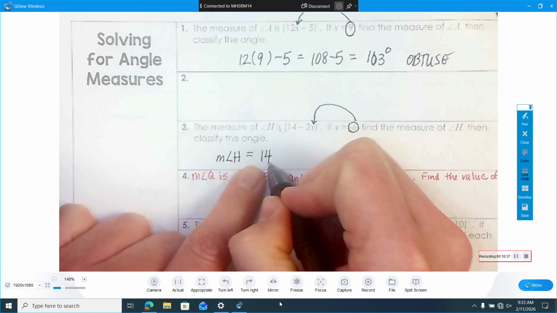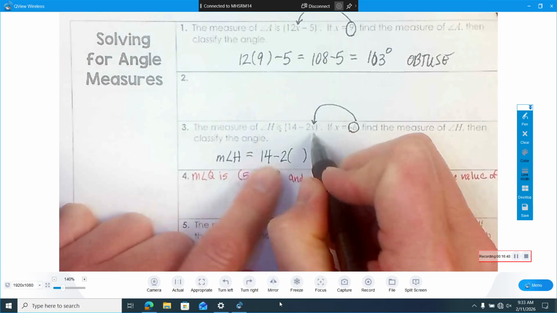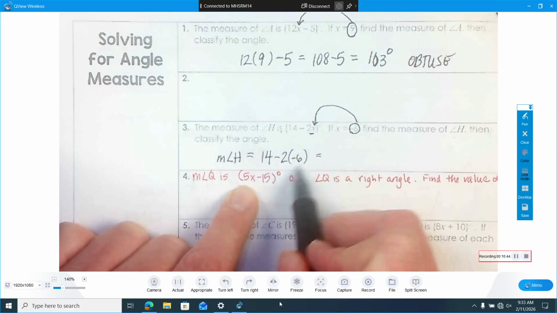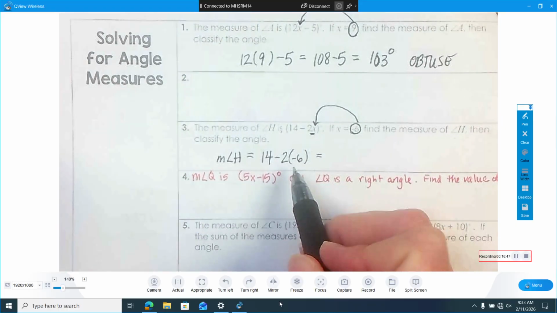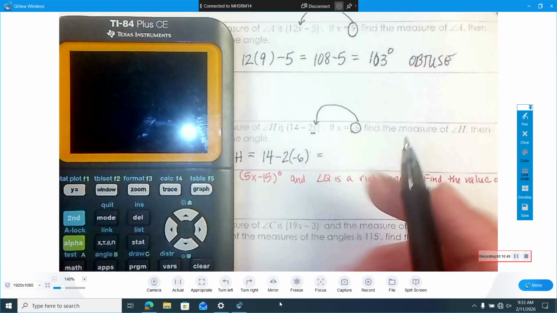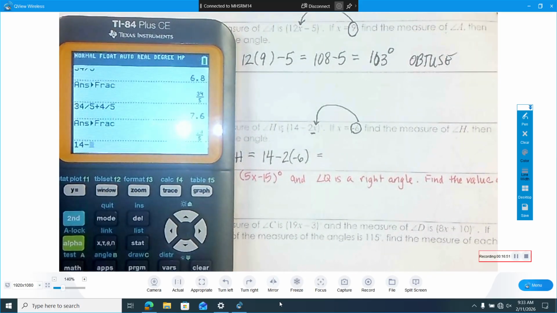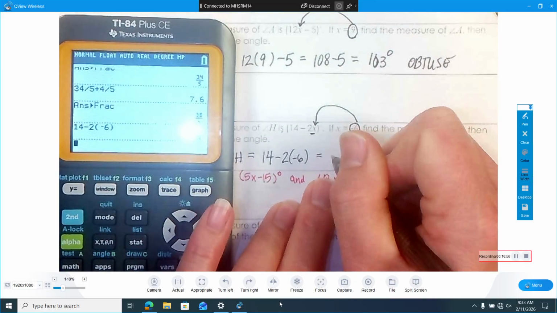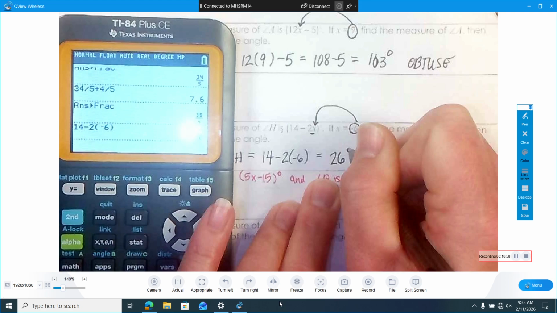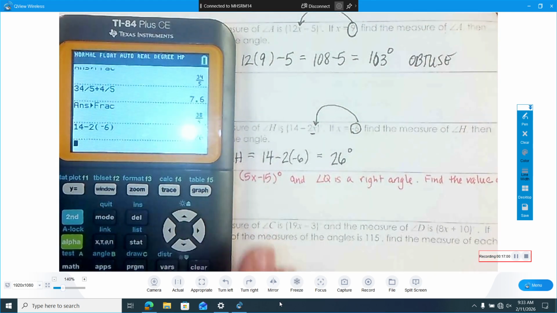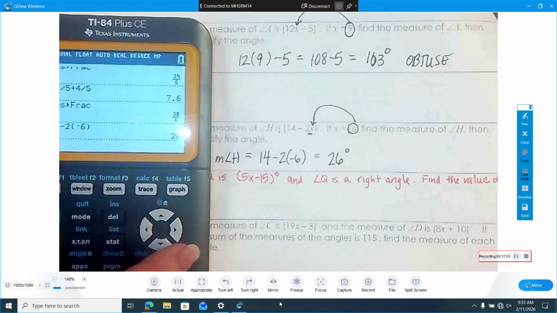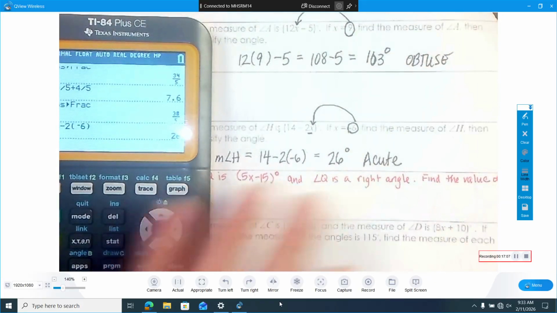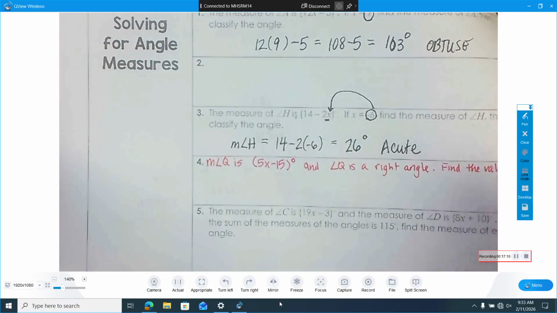So I can write 14 minus 2, and in place of my x, we're plugging in a negative 6. Can I put this whole thing in my calculator? Yeah. 14 minus 2, parentheses, negative 6. And I get 26 degrees. Classify that angle. Acute. Very good. How do we know it's acute? Since it's less than 90 degrees. Very good.